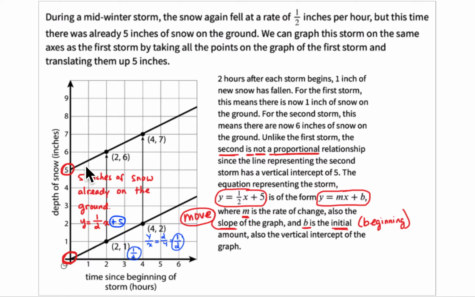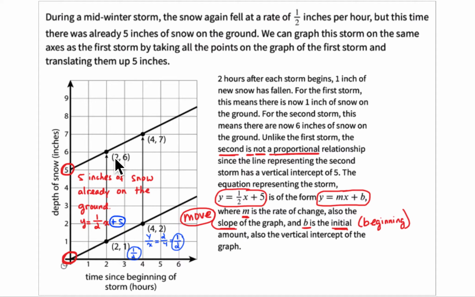So you want to calculate the total number of inches of snow that have fallen. In 4 hours, what are the total number of inches that have fallen? It's this point right here, and you read it off the graph, it's 7 inches. That's why this point is 4, 7. But now notice you can't get the slope from just dividing 7 divided by 4 or 6 divided by 2. We'll go into that in just a second.